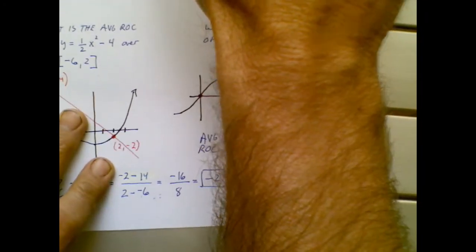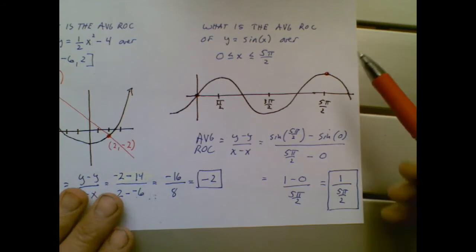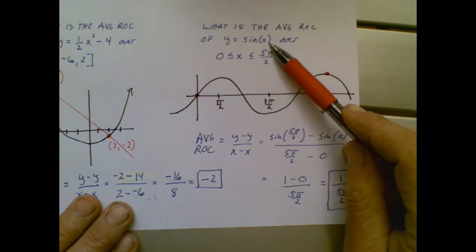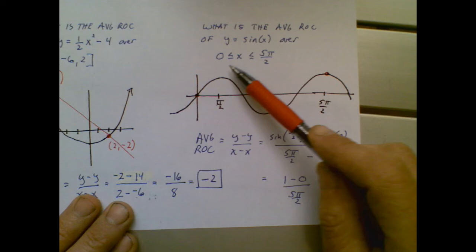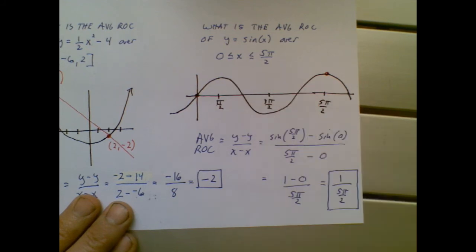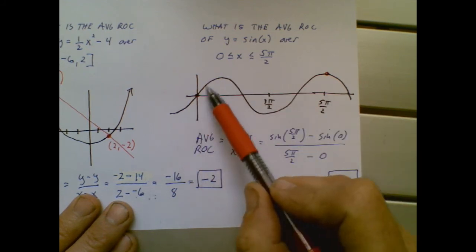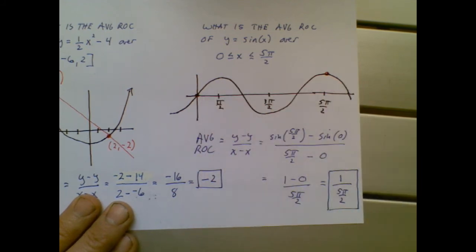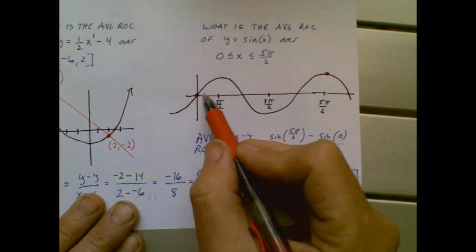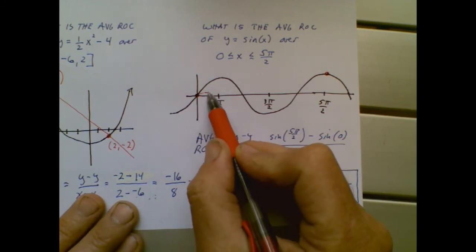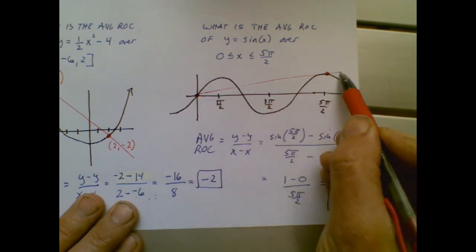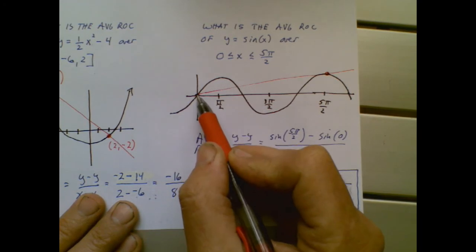Let's unveil a tougher one. What is the average rate of change of your famous sine of x over the interval from 0 to 5 pi over 2? So it pays to know what sine of x looks like. There's a rough sketch. The secant line would go something like that.